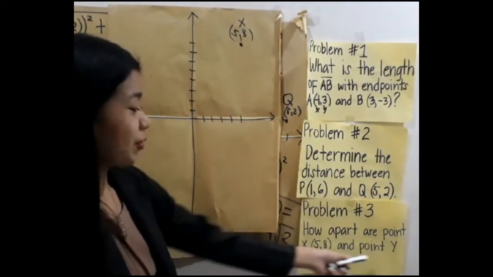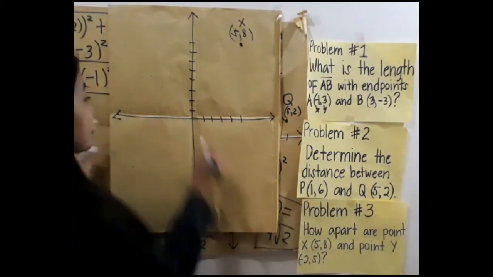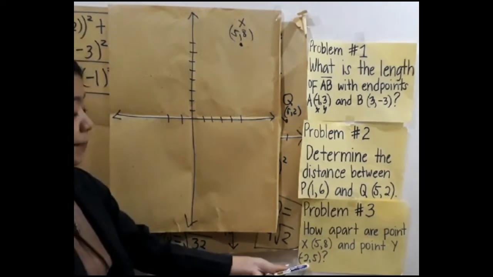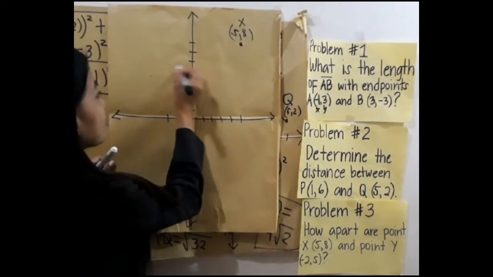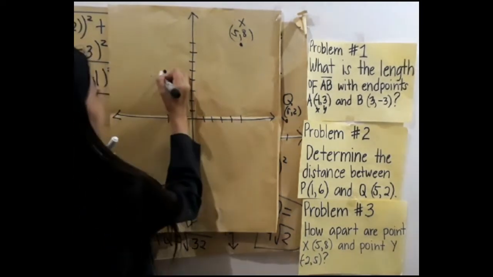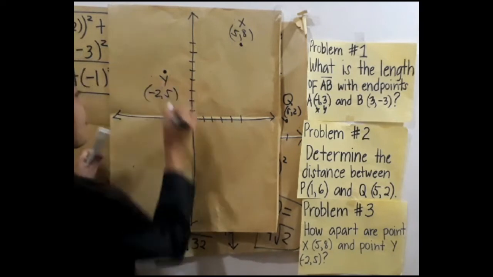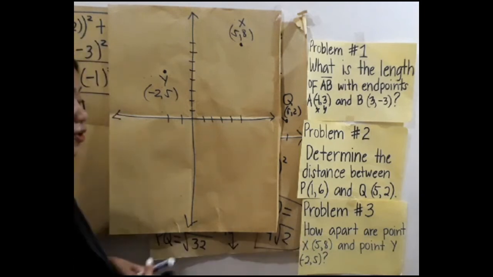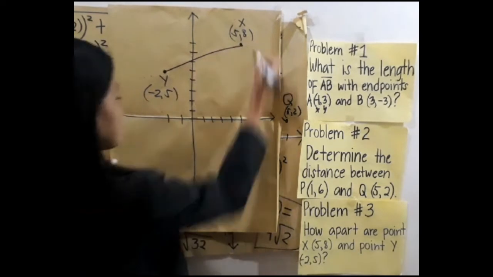And our second point is the point Y, which has the x coordinate of negative 2, so to the left: negative 1, and negative 2, and then positive 5, so upwards: 1, 2, 3, 4, 5. So they meet here. Again, we have to label it: Y, negative 2 and positive 5. So again, the problem is how far apart. So we are going to find the distance between these 2 points again.